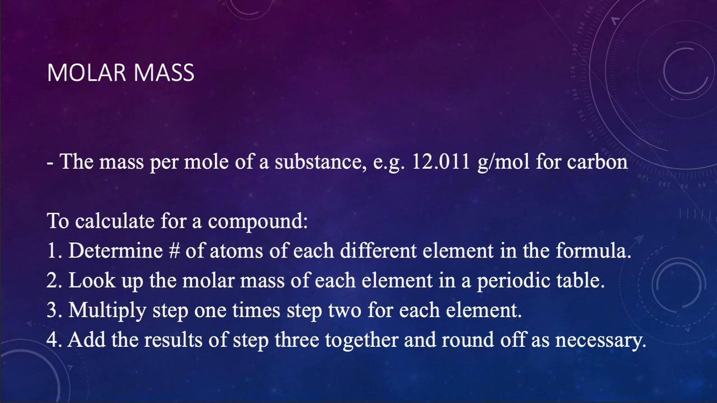So the procedure for doing so is very simple, very straightforward. You figure out how many atoms of each different element there are in your formula. Okay, then you look up the molar mass in your periodic table for each one of the elements. Then you multiply the number of atoms times the molar mass for each of the elements, and then you add these products together. Okay, and I'll take you through an example so you can see this in action. All right, but it's pretty simple.